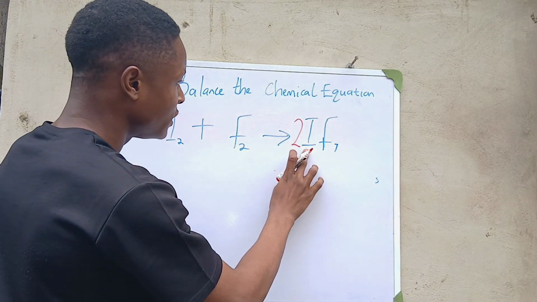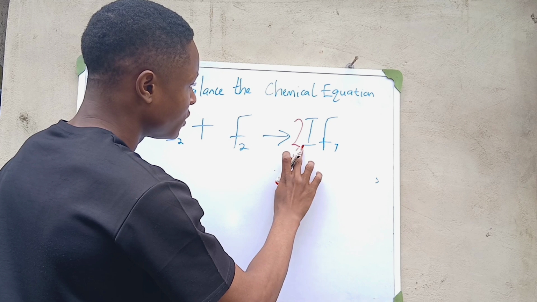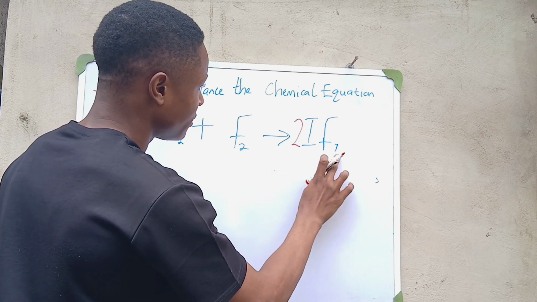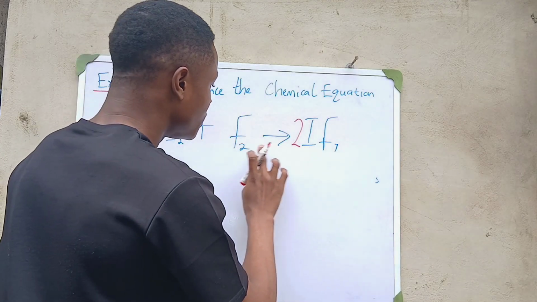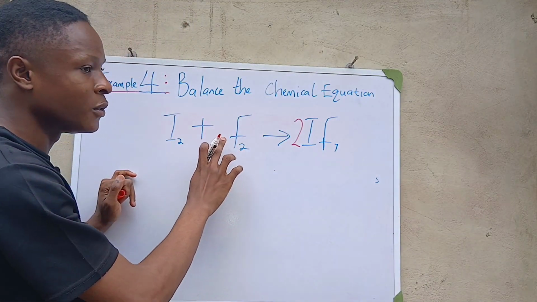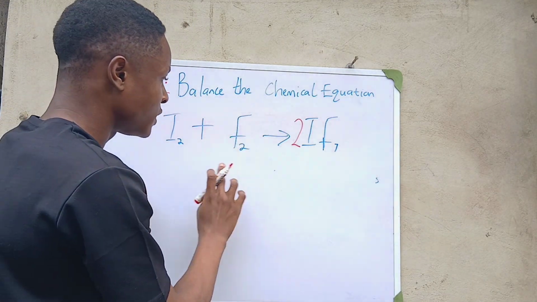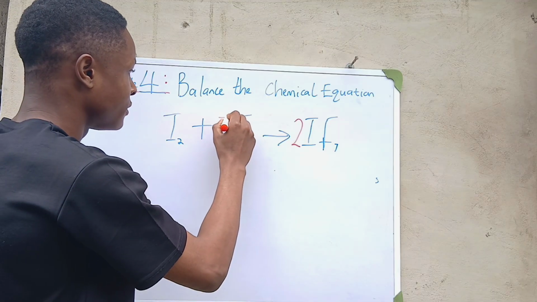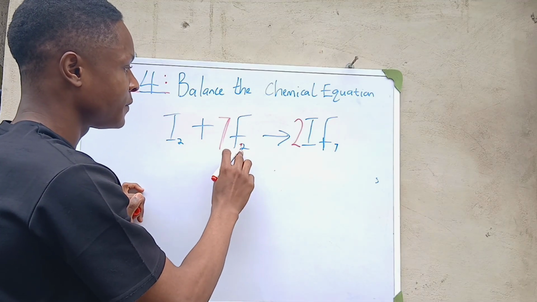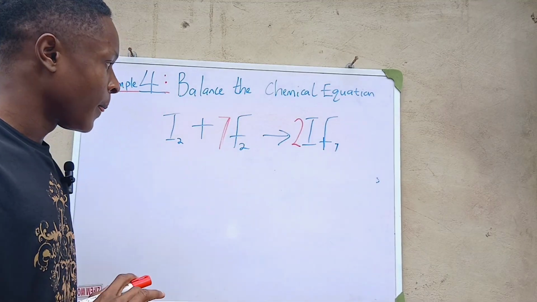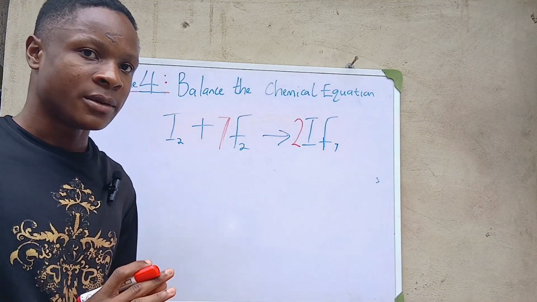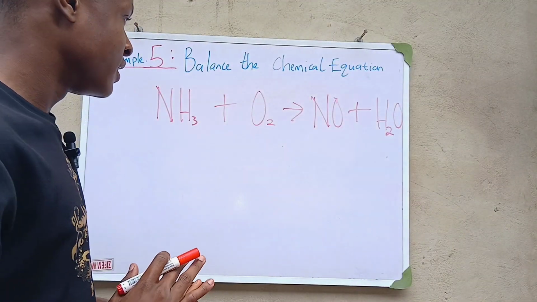But our fluorine is not balanced. Fluorine here is 14, 2 times 7, 14. But fluorine here is 2. So what are we going to add as the coefficient of fluorine here to give us 14? We add 7. So 7 times 2 gives us 14. So our equation is balanced. So now let's go to the next example. Example 5, the last example.